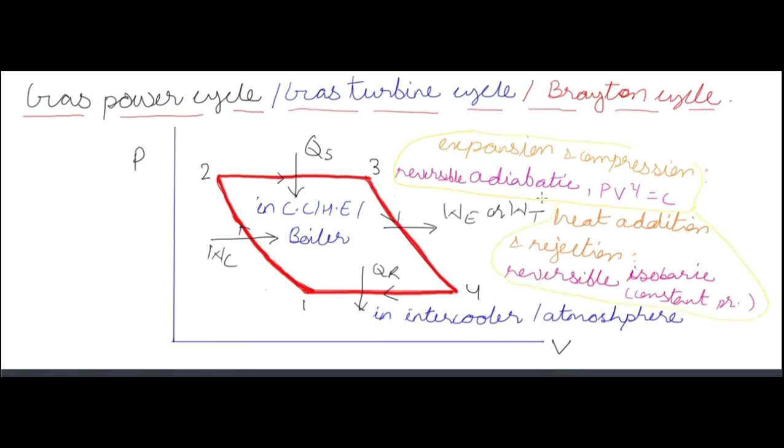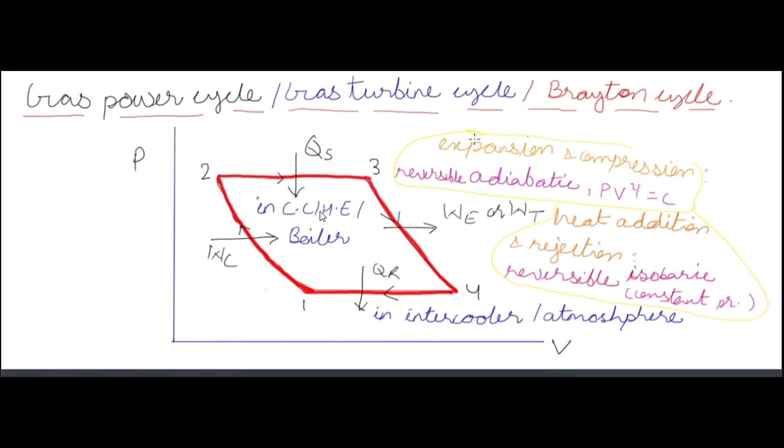So this is the cycle. This is a clockwise cycle. It's a work producing cycle. From 1 to 2 there is compression, then 2 to 3 there is heat addition in the combustion chamber or heat exchanger, which is also known as boiler. Combustion chamber is also known as boiler.